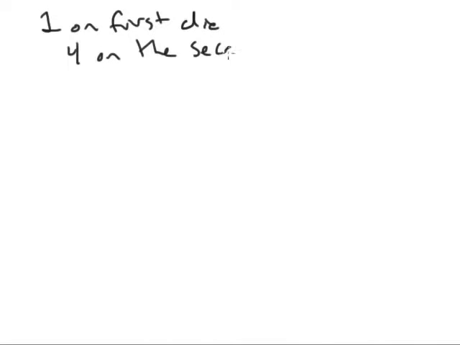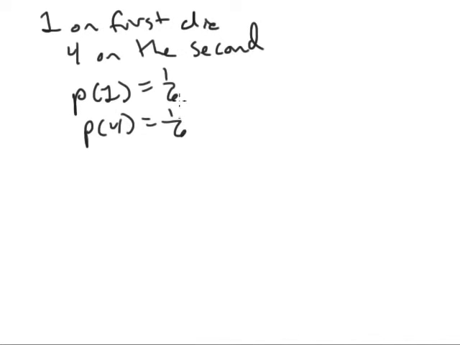Another example is if we throw 2 dice at the same time, and we want to know what the odds are of getting a 1 on the first dice, and a 4 on the second. So as we already saw, the probability of getting 1 is just 1 over 6. The probability of getting 4 is equal to 1 over 6 as well.